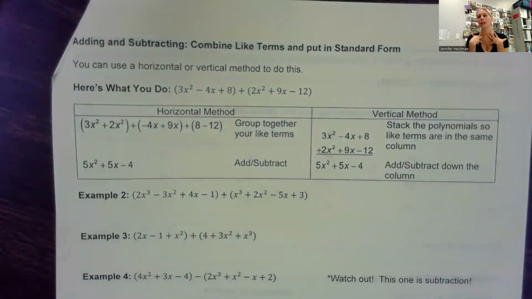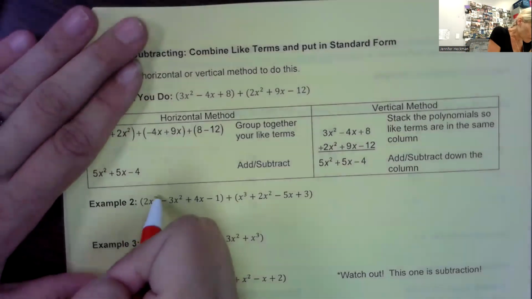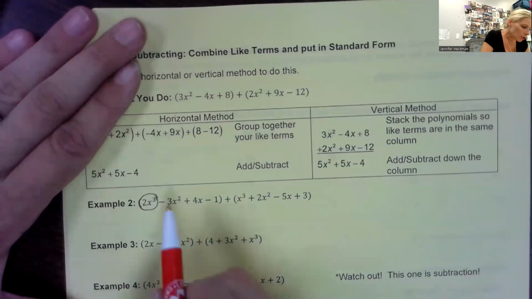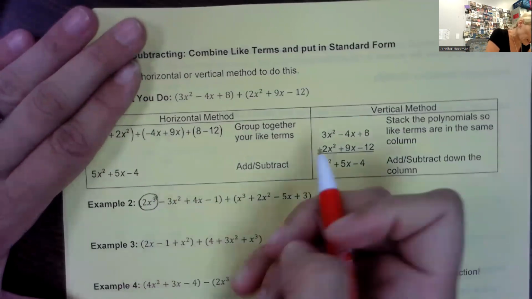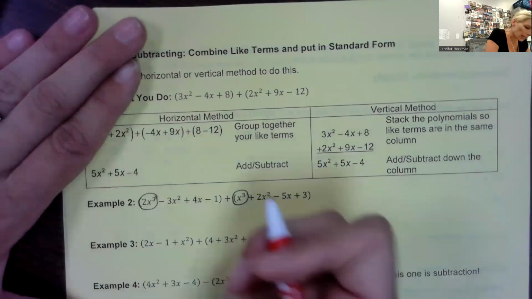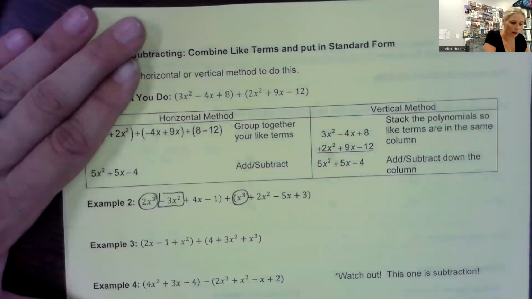My strategy that I use when adding and subtracting polynomials is I actually draw shapes around identical terms, like terms, right? So I would do something like this. All right, this first term is x cubed. Do I see another x cubed? Yes, I do right there. So I'll draw a circle around it. The next term here I see is x squared. So I'm going to draw a square around it.